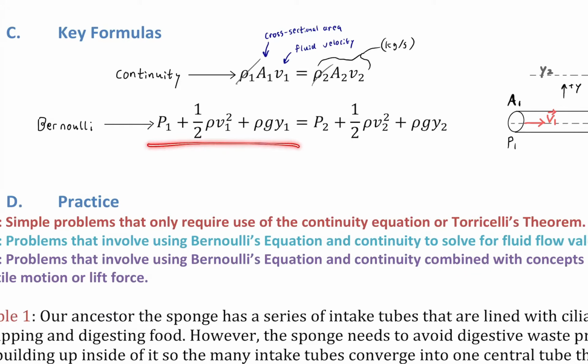And here it is. It's all about pressure terms. So the sum of the gauge pressure plus the dynamic pressure plus the hydrostatic pressure at point 1 equals the sum of gauge pressure plus the dynamic pressure plus the hydrostatic pressure at point 2. Okay? All right. Here are the names. And rho is obviously density, v is velocity, and then y is the height.